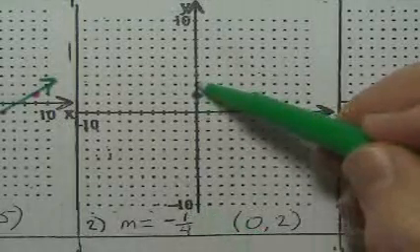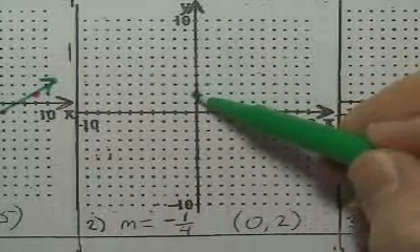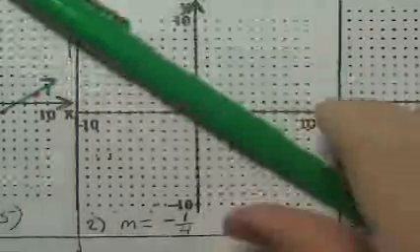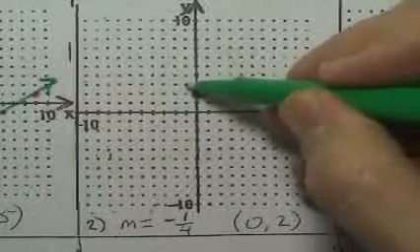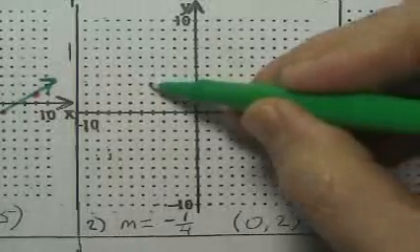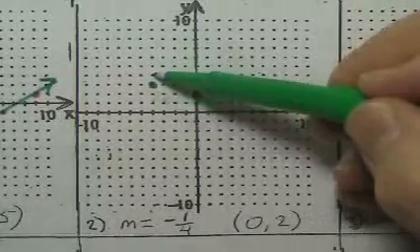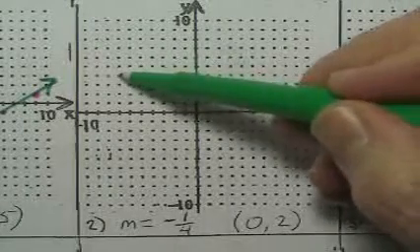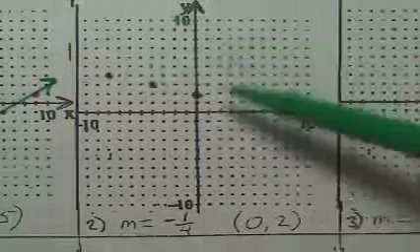Up 1. Now do I go to the right or to the left? It's negative. It's like that. So I'm going to have to go to the left. Up 1 and over 4. 1, 2, 3, 4. Now what? I'm going to keep going some more. Up 1 and over 4. 1, 2, 3, 4. You don't have to do that, but I like to put as many dots as possible.